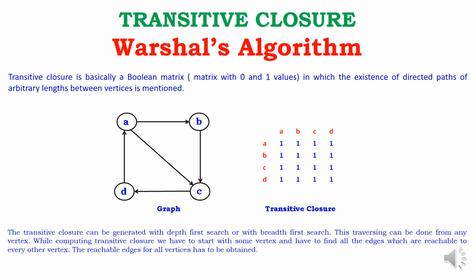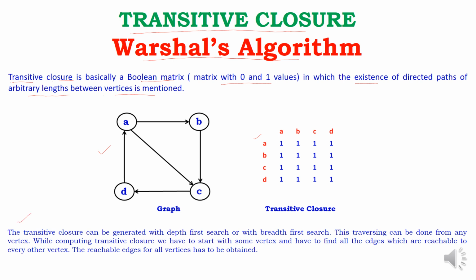Today we are going to discuss how to create the transitive closure of a graph using Warshall's algorithm. Transitive closure is basically a Boolean matrix, that is, a matrix with zeros and ones, in which the existence of directed paths of arbitrary lengths between vertices is mentioned. A graph is given and its transitive closure is also specified as a Boolean matrix.